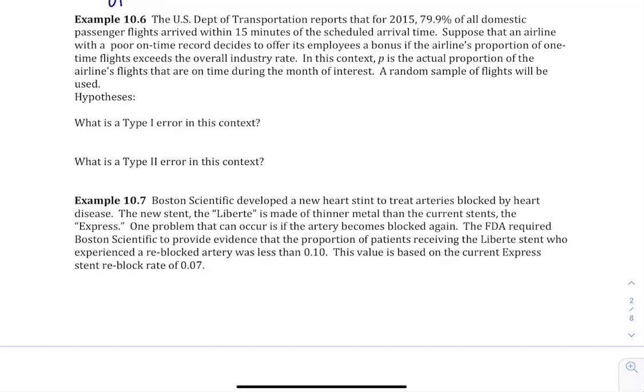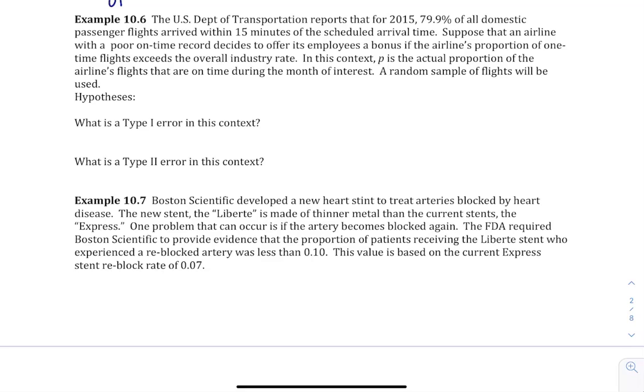So in example 10.6, we're looking at the U.S. Department of Transportation report in 2015, that 79.9% of all domestic passenger flights arrived within 15 minutes of the scheduled arrival time. Suppose an airline with a poor on-time record decides to offer employees a bonus if the airline's proportion of on-time flights exceeds the overall industry rate. So here, p is going to be the actual proportion of the airline's flights that are on time during the month of interest. They take a sample of flights to see how they're doing.